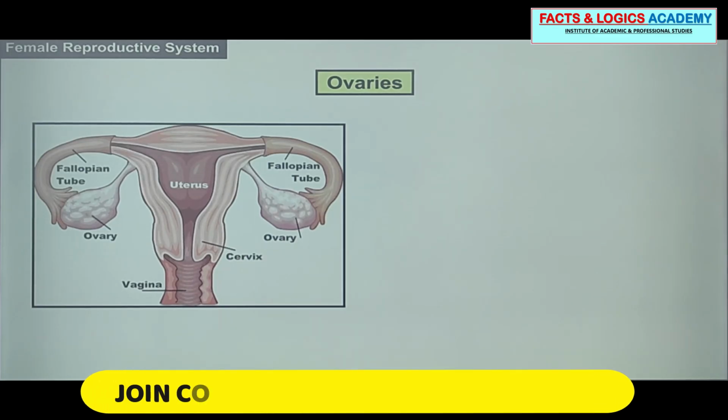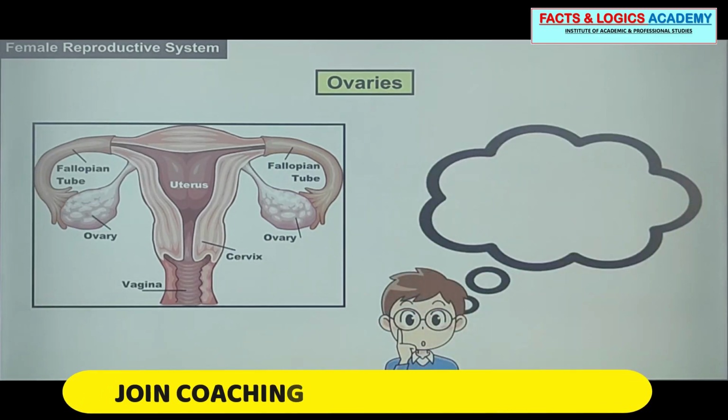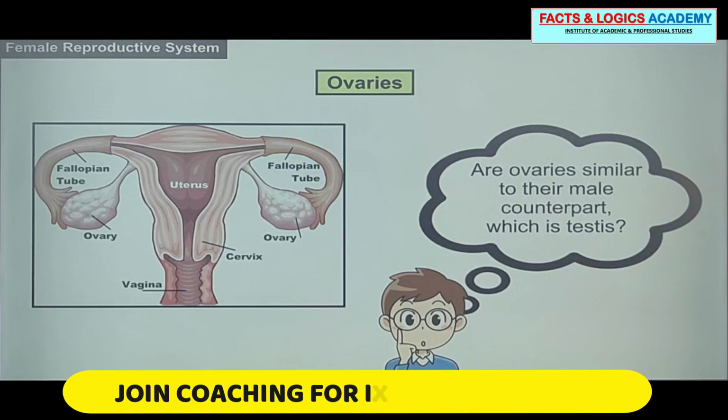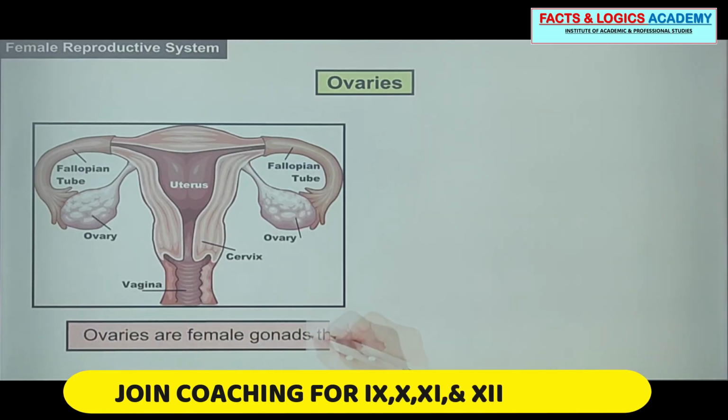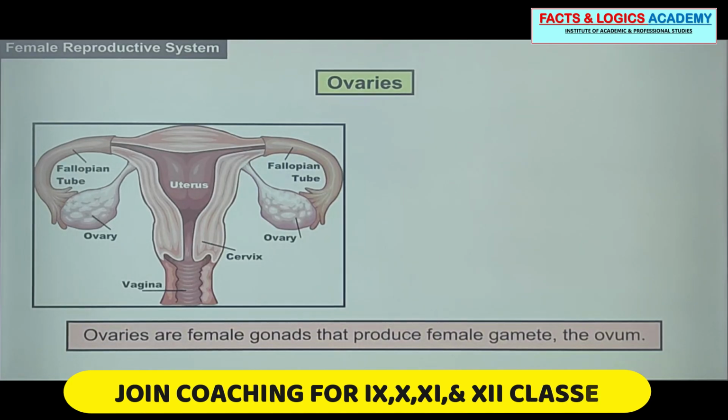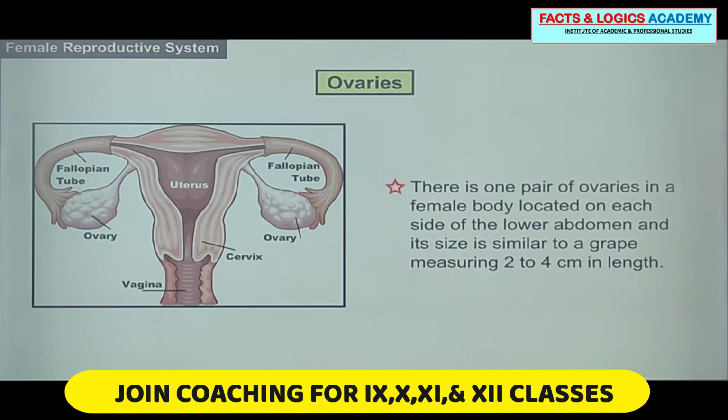So, the first question that strikes here is that, are ovaries similar to the male counterpart, which is testes? Yes, ovaries are the female gonads that produce the female gamete, that is the ovum. But there are remarkable differences in their structures. There is one pair of ovaries in each female body, located on each side of the lower abdomen, and its size is similar to a grape, measuring 2 to 4 centimeters in length.